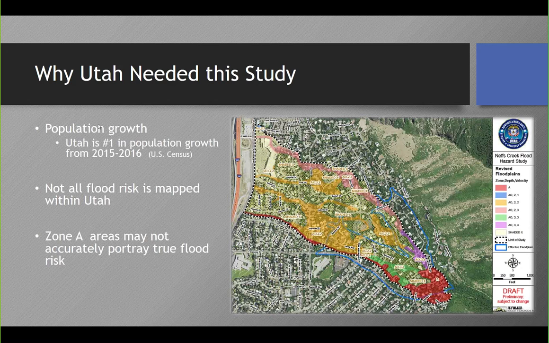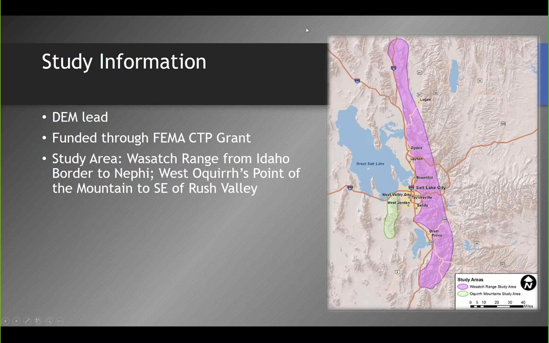So, with the increased development pressures and inaccurate or no flood risk identified, the DEM initiated a study to determine where the alluvial landforms are located to determine the scope of risk. So if you want to flip to the next one. The study was funded through a FEMA CTP grant, and it includes the areas you see here, the Wasatch Front from the Idaho border to Nephi, and the west side of Oquirrh from Lake Point to southeast of Rush Valley.